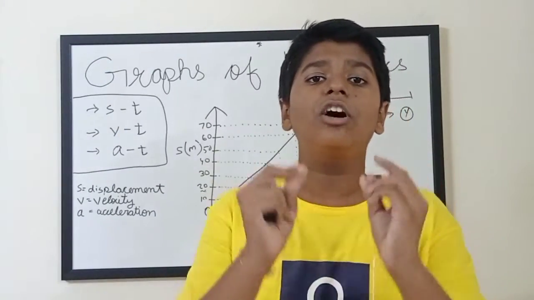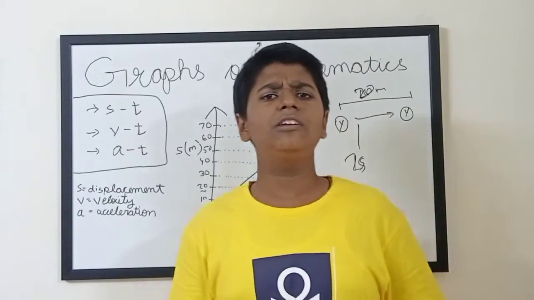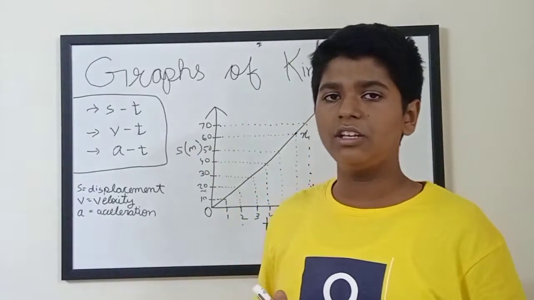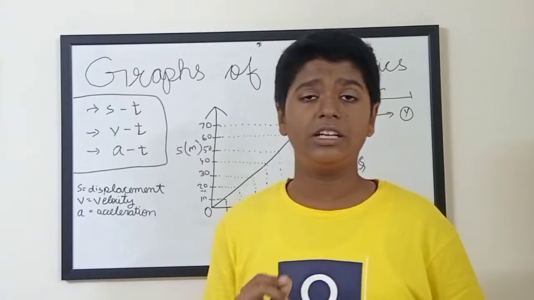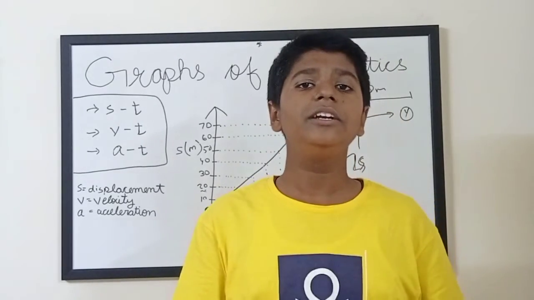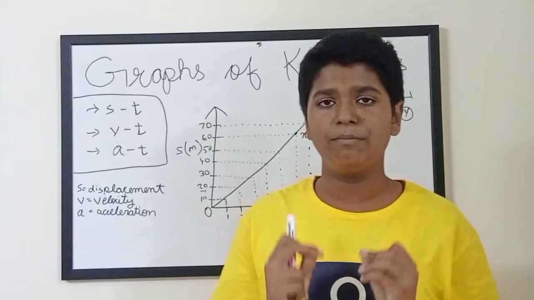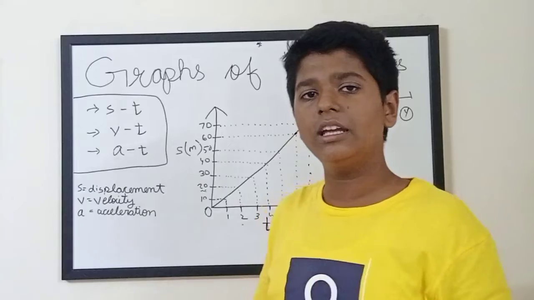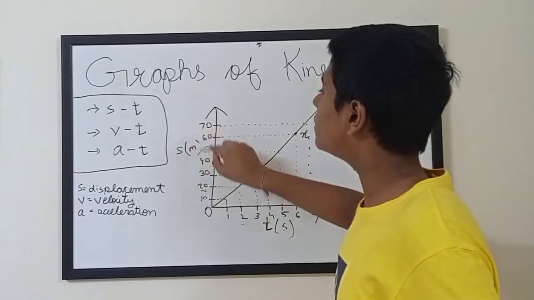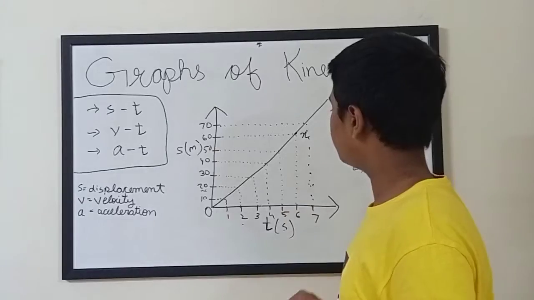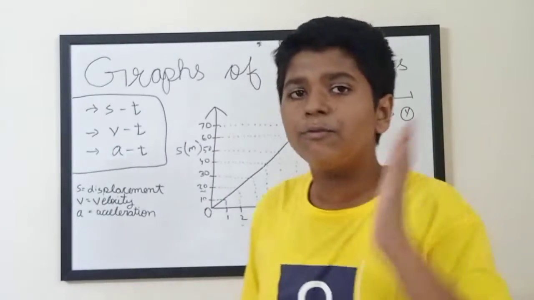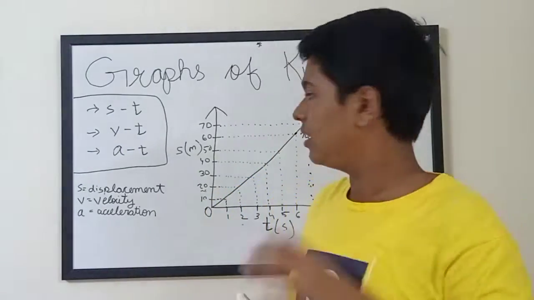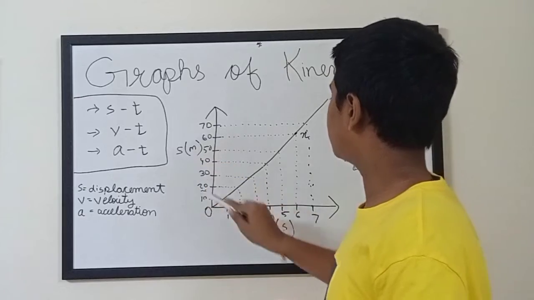So what can we tell here? We can tell the velocity of the body. How can we tell the velocity of the body? Simply by looking at the displacement time graph. For that, you need to know the formula for velocity, and the formula for velocity is displacement upon time. Here we have the displacement, here we have the time given to us, so we can easily find the velocity of the body at any given point, by simply dividing the displacement by time.